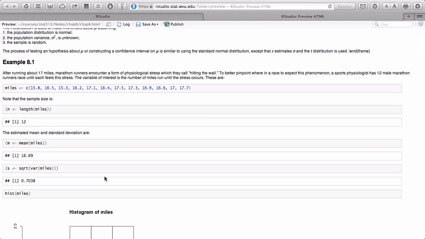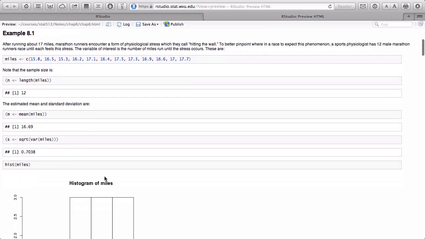But first of all, in this case, we had the example of determining when runners hit the wall, which is hypothesized to be about 17 miles in a marathon. I showed you how to compute by hand various quantities like the mean and the standard deviation. Notice that I have S as the square root of the variance of miles, but there's also a function, sd, for standard deviation, that gets it more directly. But this points out that that in fact is what the standard deviation is: the positive square root of the variance.